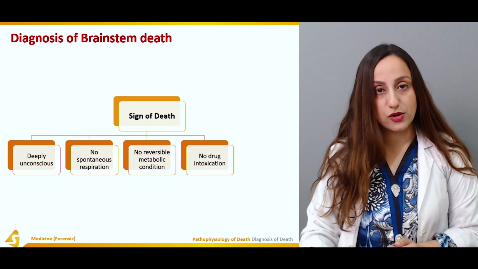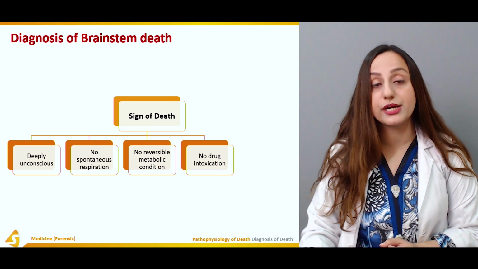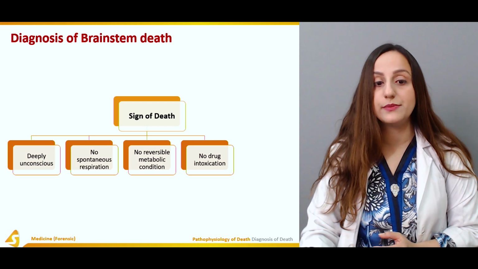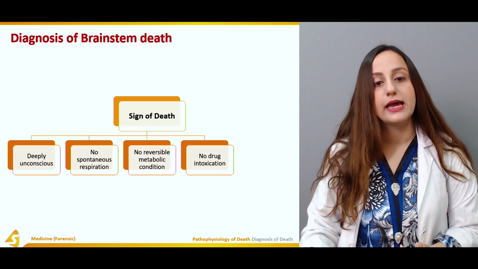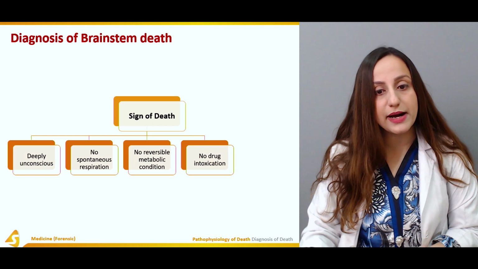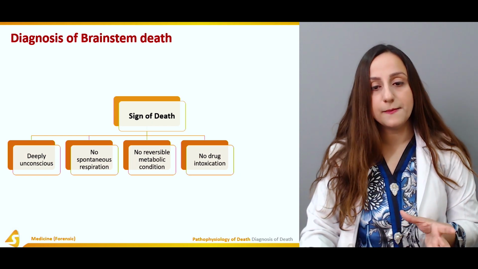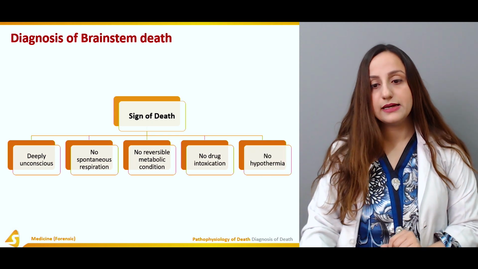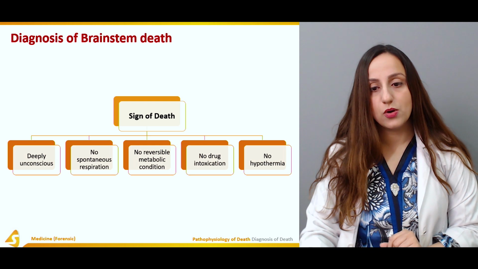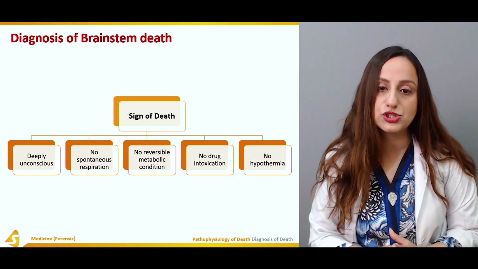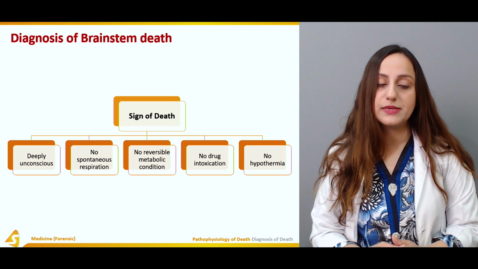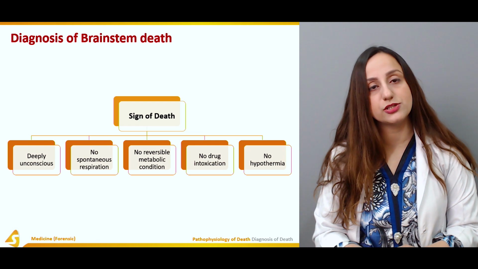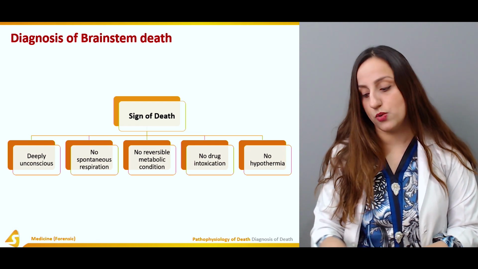And we have to make sure that the person is not under any drug intoxication, because drug intoxication can also mimic all these conditions. The person can be deeply unconscious in drug intoxication, the person will not spontaneously respire, and he will be in a state of deep unconsciousness. Now, lastly, no hypothermia. So there will be no hypothermia at this stage. These are all the signs of death, basically the deep unconsciousness, no spontaneous respirations, no reversible metabolic conditions, no drug intoxications, and no hypothermia.